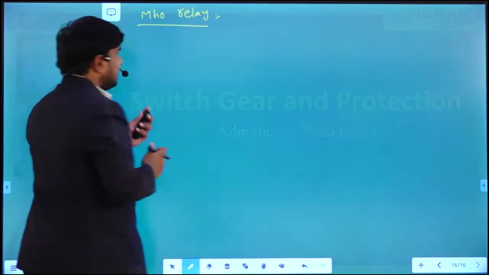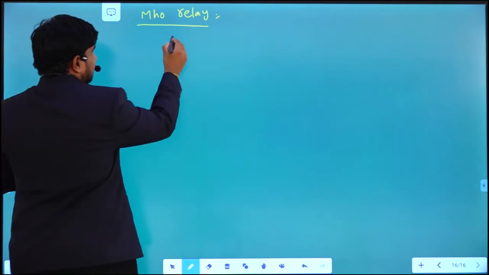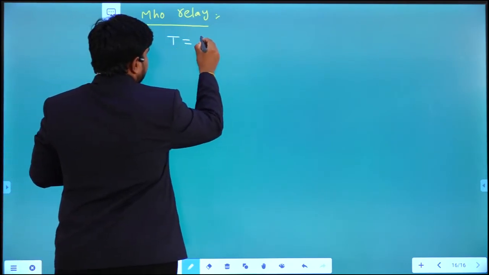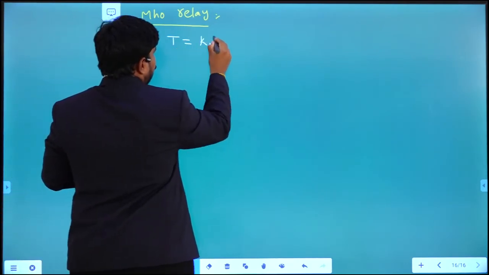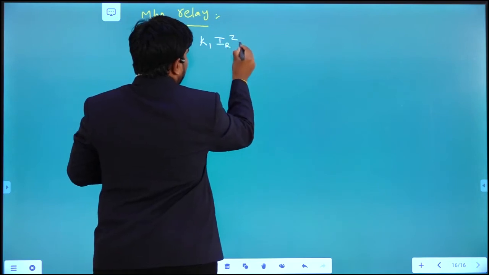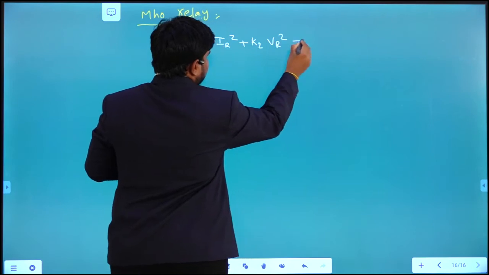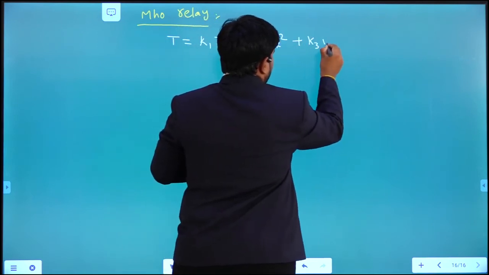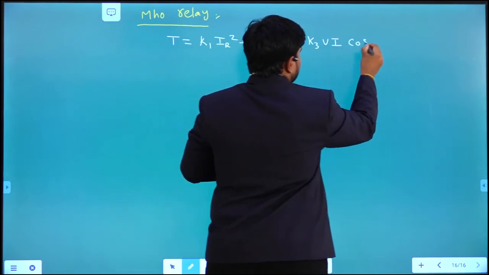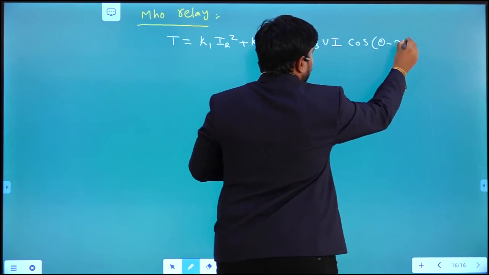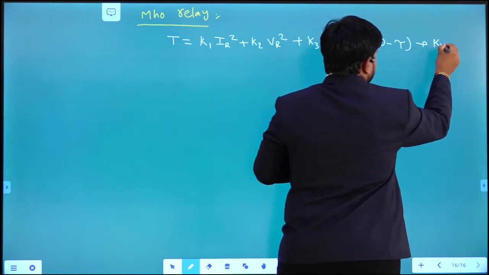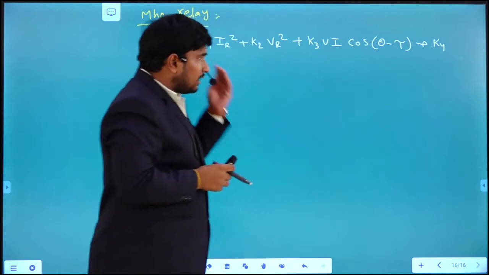Right. Similarly, as in previous classes, let us first take the universal torque expression, which is torque equal to K1 into IR square plus K2 into VR square plus K3 into VI cos of theta minus tau plus a spring tension, that is K4.